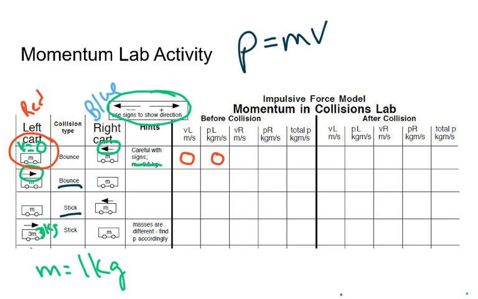Then it's asking for the cart on the right or the blue cart. Okay, so initially, if we were using the example from the other screen, we would have a negative 5 meters each second for the red car. We would calculate its momentum using the 1 kilogram times the negative 5, so it's a negative 5.